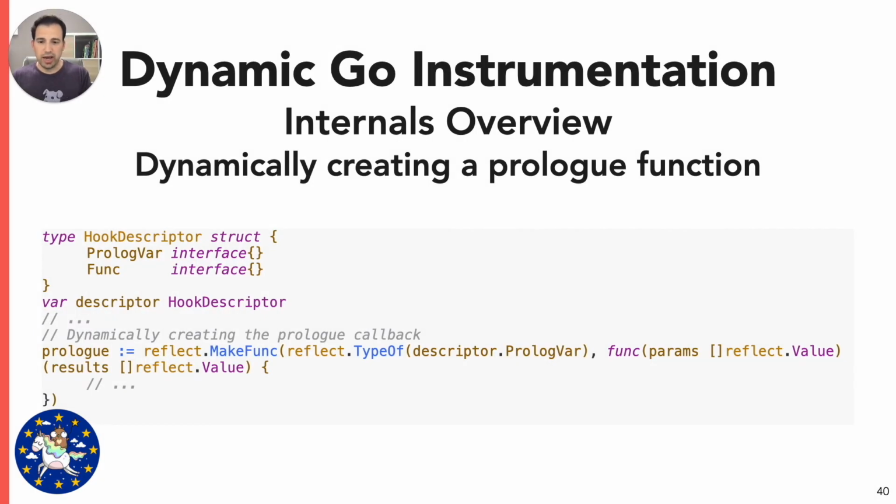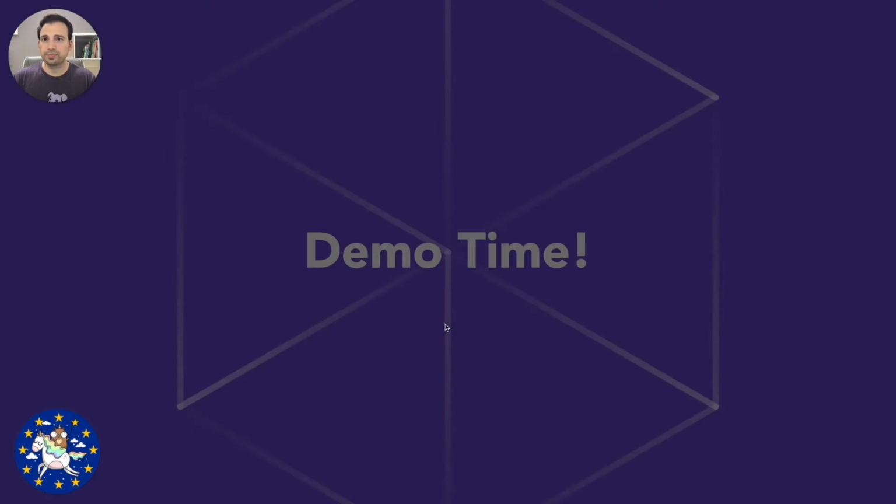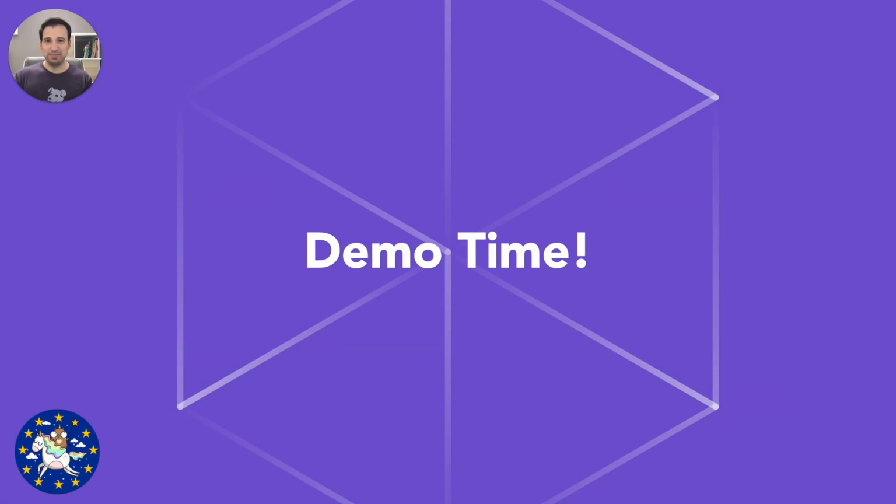Then the magic behind the dynamic prolog lies in the use of the MakeFunc function in the reflect package, whose first argument is the type of the function we want to create. So here we want to create a function that is suitable for a prolog variable. And so this reflection function does what it takes at runtime in order to bridge the actual function type with this reflection-based function. And so it is demo time.